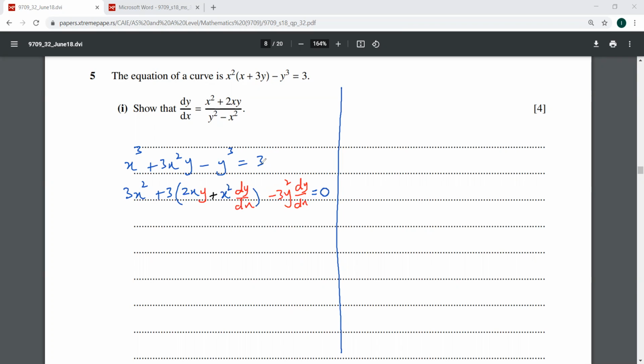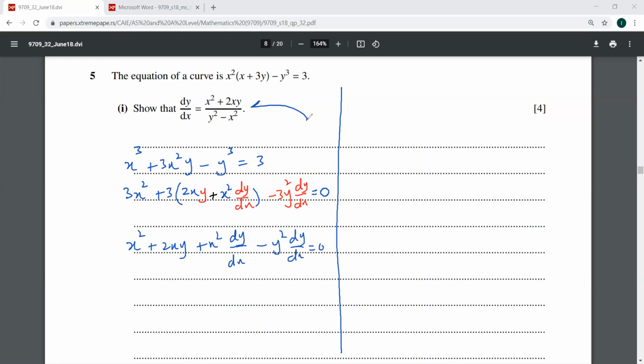Now here is the part where the majority of you make a mistake. People just write this 3 as it is. The derivative of 3 has to be equal to 0. So now let's simplify this a bit. You see, 3 is common throughout, so you can get rid of this 3. I'll be writing this as x square plus 2xy plus x square dy by dx minus y square dy by dx, that is equal to 0.